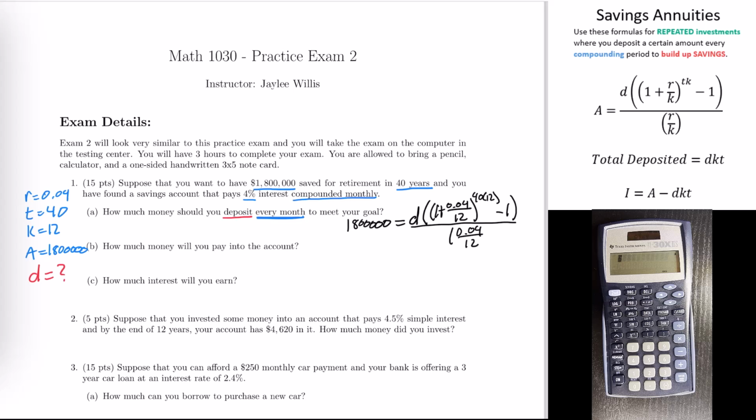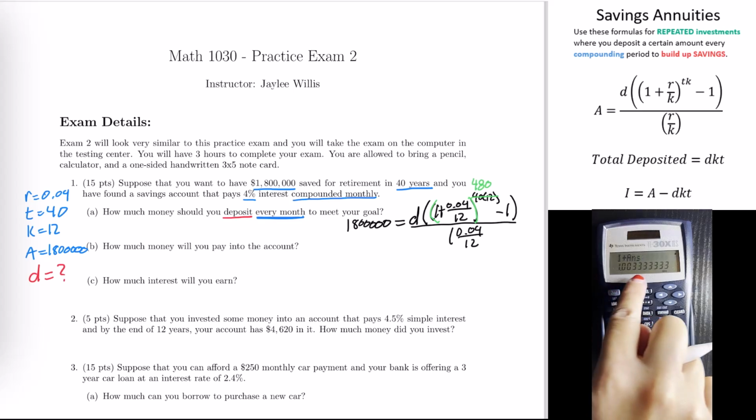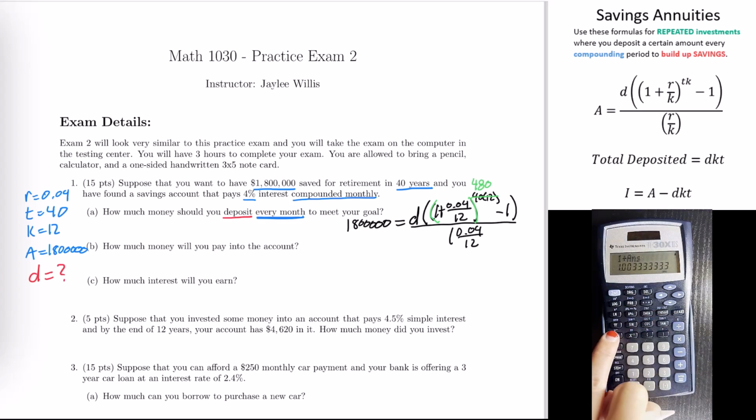So I'm going to start simplifying by figuring out what 40 times 12 is. And 4 times 12 is 48. So 40 times 12 is going to be 480. Then I'm going to simplify inside this inner set of parentheses by doing my division first, then taking that result and adding 1 to it. So this is the stuff inside of the inner set of parentheses.